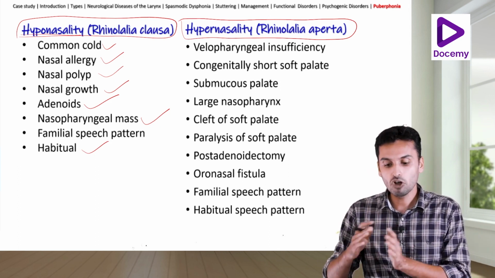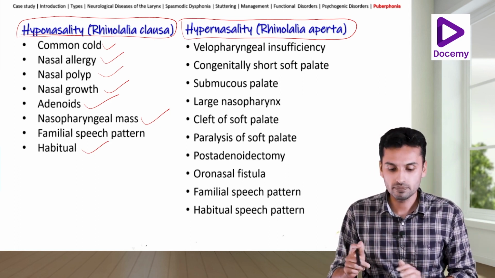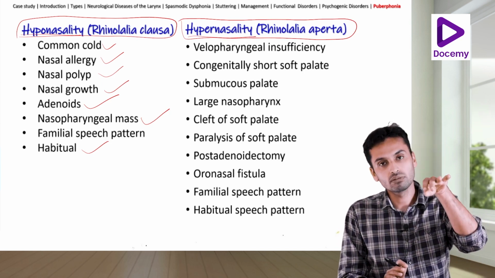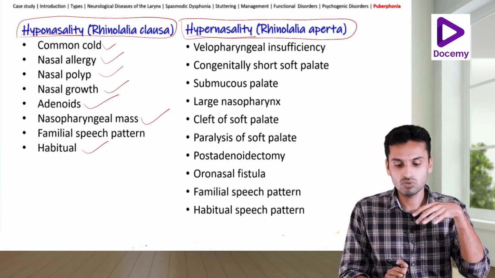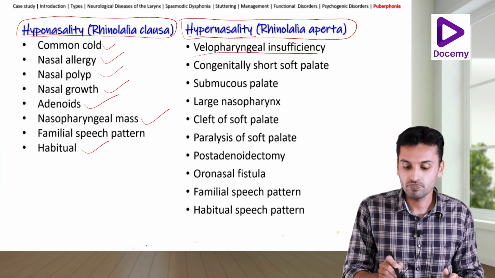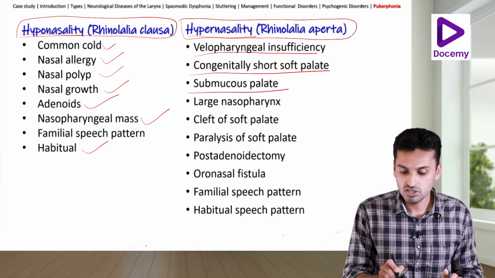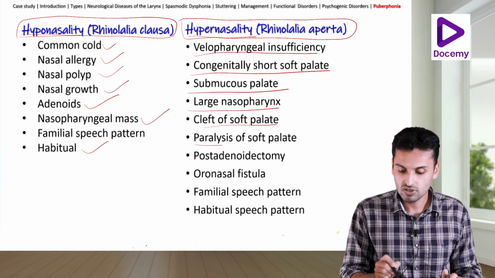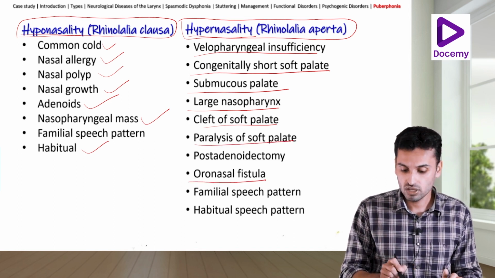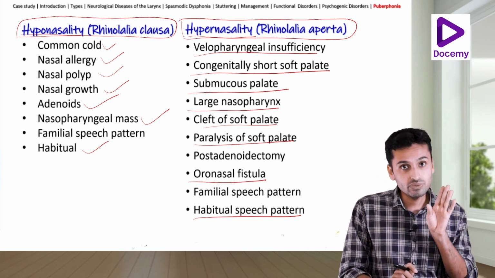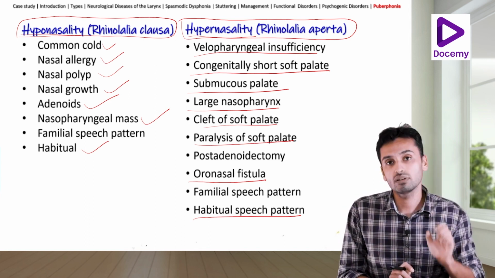Rhinolalia clausa. The opposite is open, aperta, or hypernasality. That means there is more air going into the nose. So when does that happen? When there is a velopharyngeal insufficiency, a congenitally short soft palate, submucous cleft, large nasopharynx, cleft soft palate, paralysis of the soft palate, oronasal fistula, and habitual. So think of all the areas which can open a communication between the oropharynx and nasopharynx.